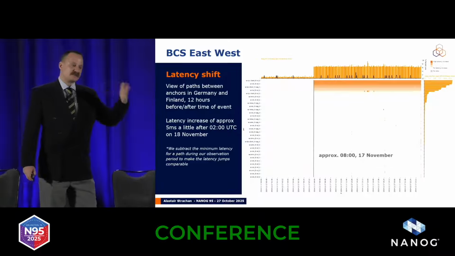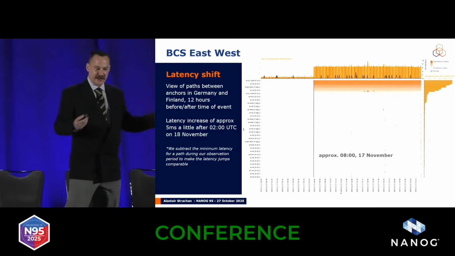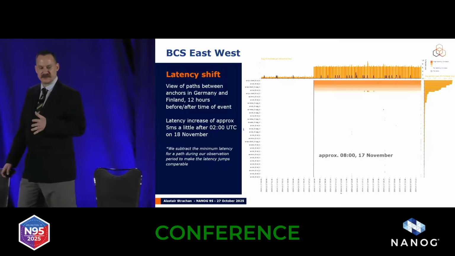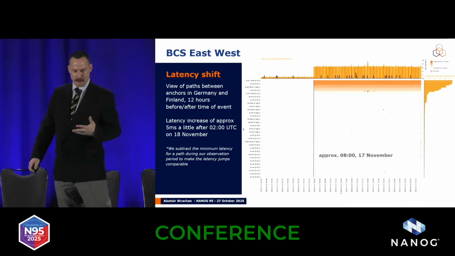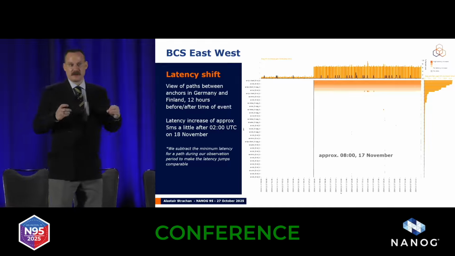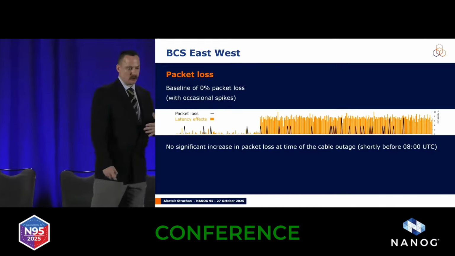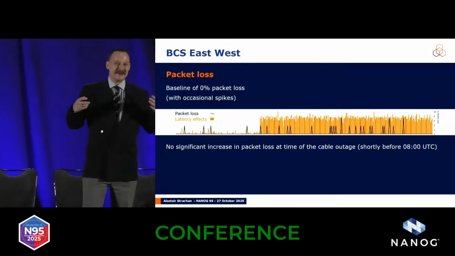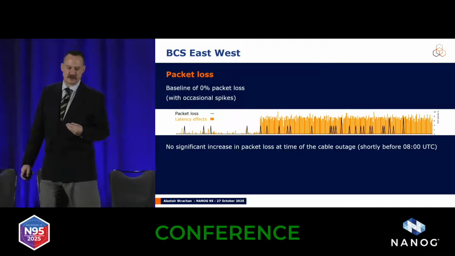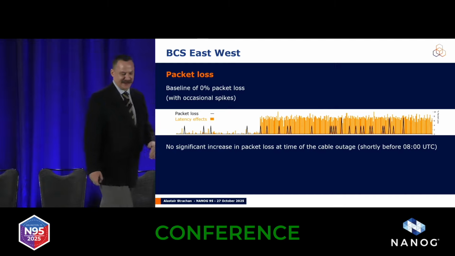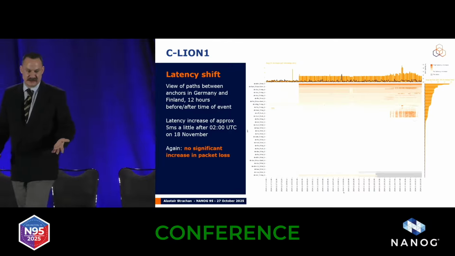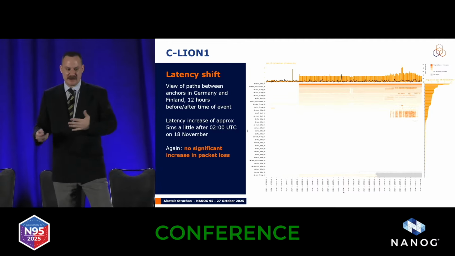This slide is the same cable, but looking between Germany and Finland, again 12 hours before and after. Here again, we see this small latency increase, in this instance around 5 milliseconds around that same time. Now, this is expected. The latency increase is the traffic routing around, finding the way to go around this damage. What was interesting was the lack of packet loss. We saw a few spikes, but as a whole, there wasn't a huge increase in packet loss. That was good cheer for that line. What this basically means is the internet's doing what it should do. It's routing round and it's working.